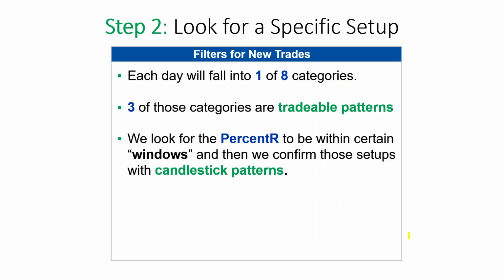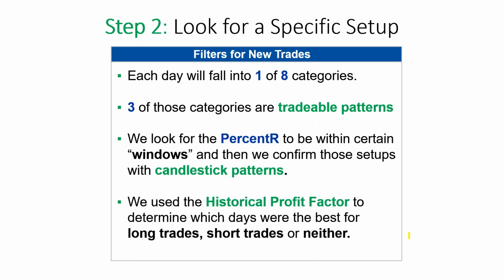We look for the %R to be within certain windows, as I said earlier, and then we confirm those setups with the candlestick patterns. So %R, percent range, multiple windows, 4 windows for the %R, and then the candlestick patterns. And it's not just as simple as green or red. We use the historical profit factor, that may be a new term to you, to determine which days were the best for long trades, short trades, or neither. So that's right. Sometimes the best trading decision is no action at all. We will not force trades out just for the sake of frequency.